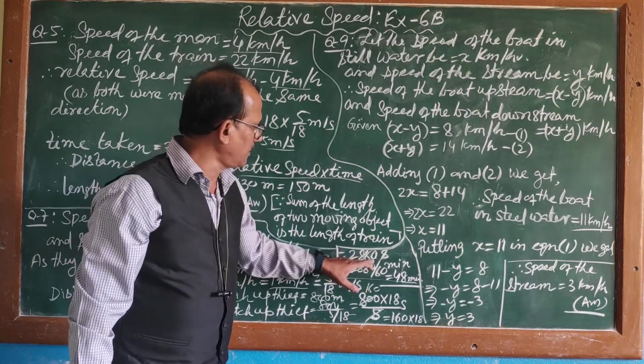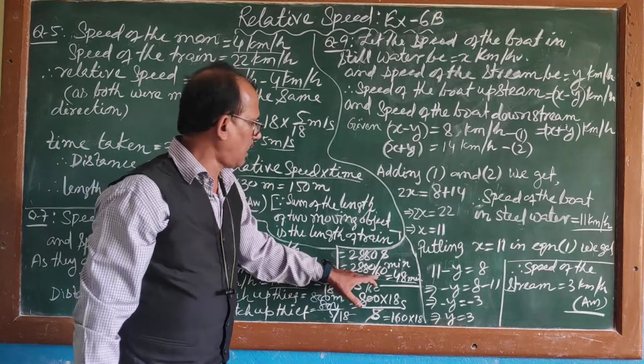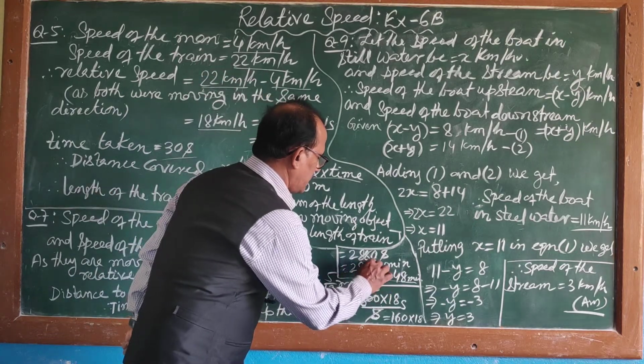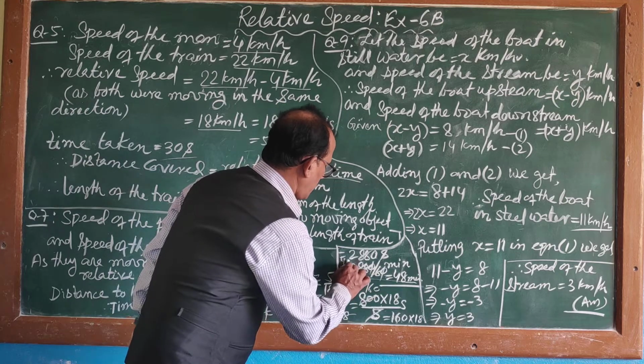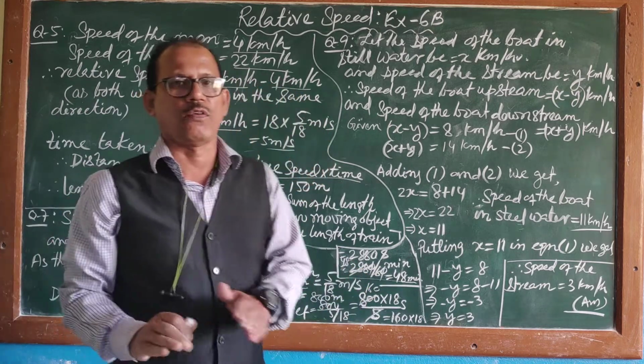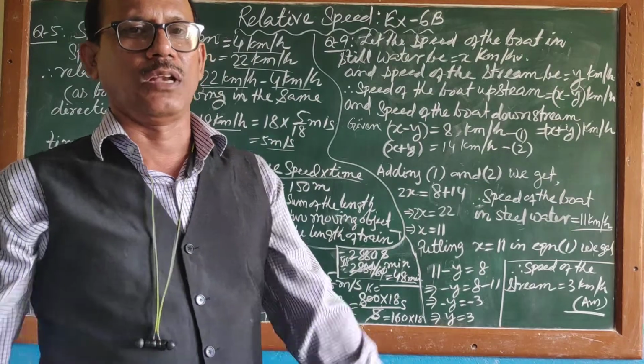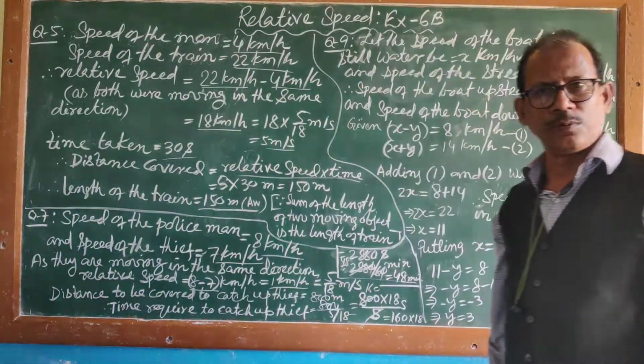So 2880 seconds divided by 60 will become 48 minutes. This will cancel, and 6 can cancel this, and it will become 48. So after 48 minutes only, the police will be able to catch the thief. I hope you have understood it.